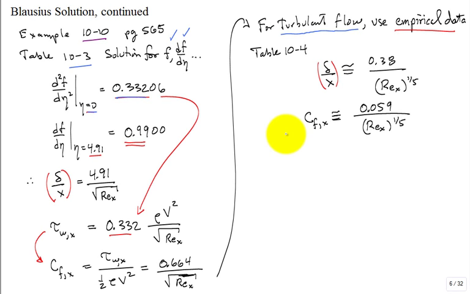And you interpret that as being able to say this is the shear stress at the wall, that constant 0.332 times rho V squared over the square root Reynolds number. Likewise, when is the first derivative equal to 99%? That was our criteria about how thick it is. You find that, oh, it's when eta is equal to 4.91. Hence, the boundary layer thickness is equal to 4.91 divided by the square root of Reynolds number.